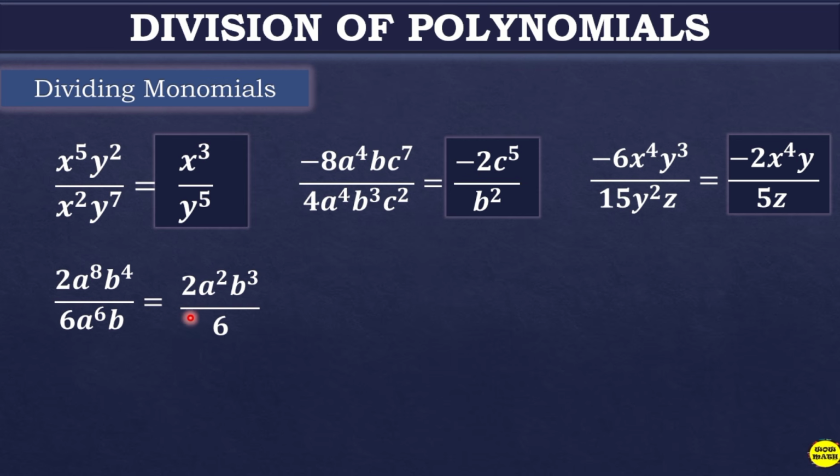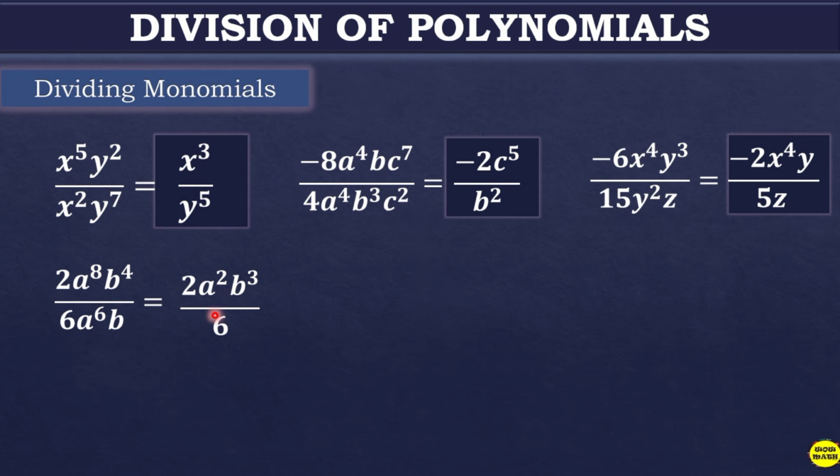Okay, hindi ko pa siya na-divide. So, ang ginawa ko pala muna, inuna ko to, yung mga variable. Yung a natin, 8 minus 6, so 2 na lang. Sa taas ko ilalagay yung a squared kasi mas mataas si 8. And then, 4 minus 1, this is 3, so b cubed. Sa numerator din kasi mas mataas si 4. So, a squared b cubed.